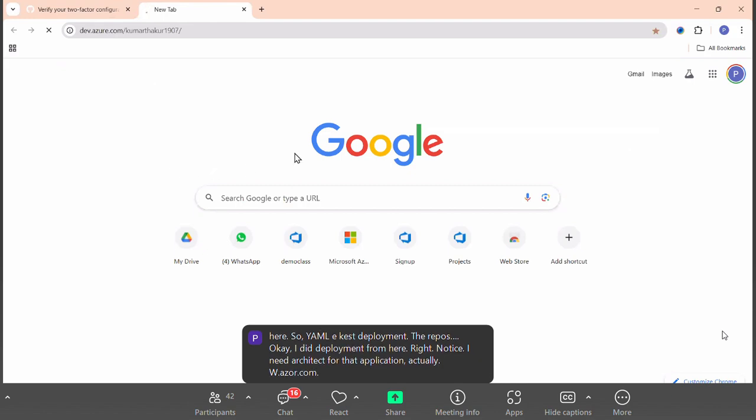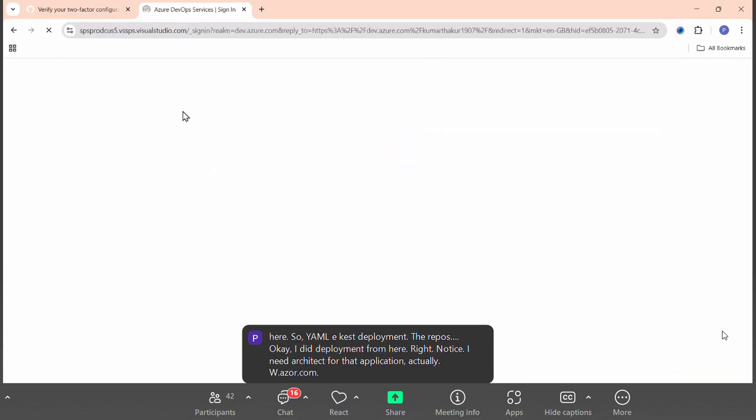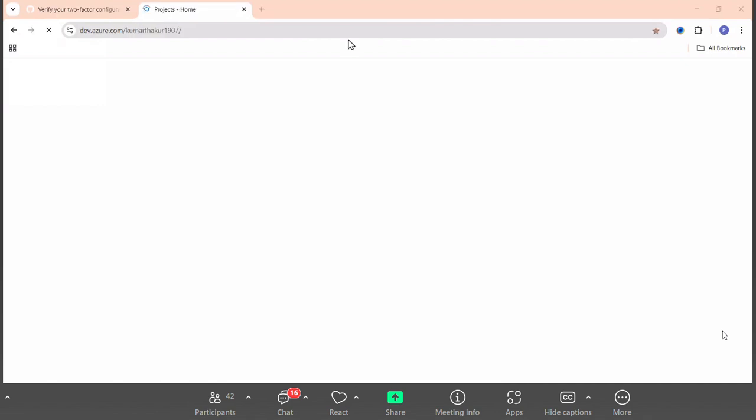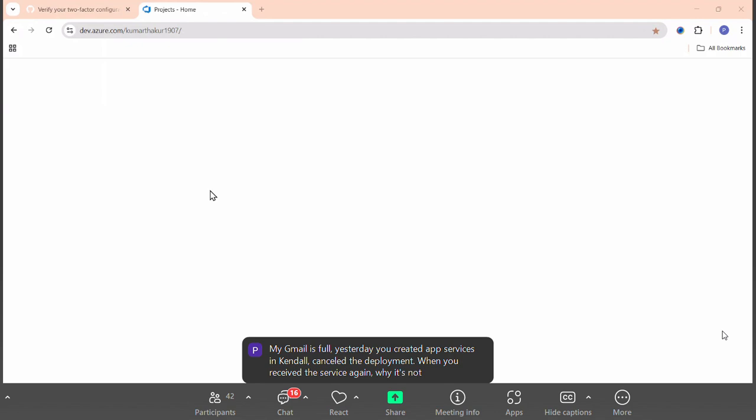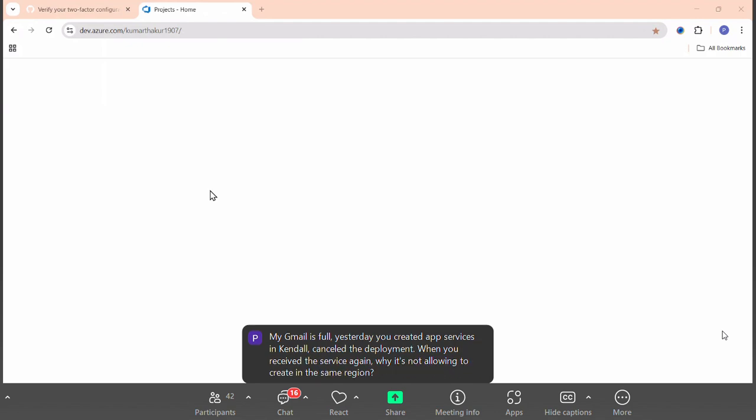Dev.azure.com. My Gmail is full. Yesterday you created app services in Canada. Cancel the deployment. When you create the service again, why is it not allowing to create in the same region? Jyoti, it's not allowed because we have a restriction to create a database in one region under free tier.